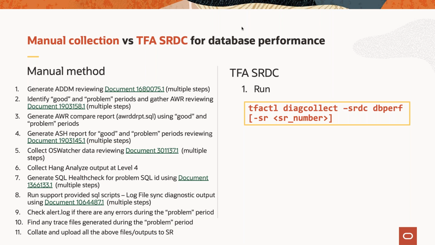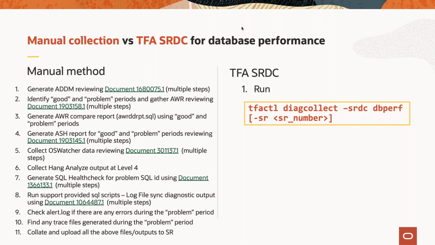You would generate OS Watcher data, Hanganalyze at level 4, SQL health checks for a particular problem ID. You would run any other support script, check the alert log, and get all the trace files during this problem period. And you would do all of this and upload them to the SR. And it would take you about 45 minutes to do all of this.